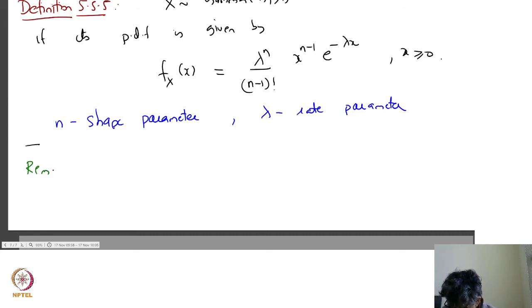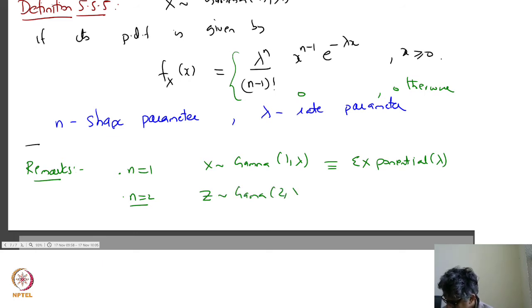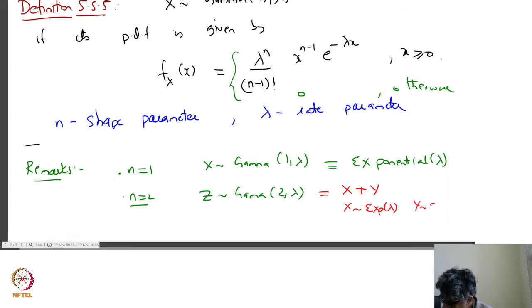Let me do remarks. If n is equal to 1, x essentially is like gamma 1 lambda. And if you stare a little bit at it, with 0 otherwise, that's the same as exponential lambda. If n is 1, the x disappears and you just get exponential. So if n is equal to 2, in our example, z was essentially gamma of 2 lambda. And that we know came about by summing up x plus y, where each was exponential. So sums of independent exponentials give rise to gamma.